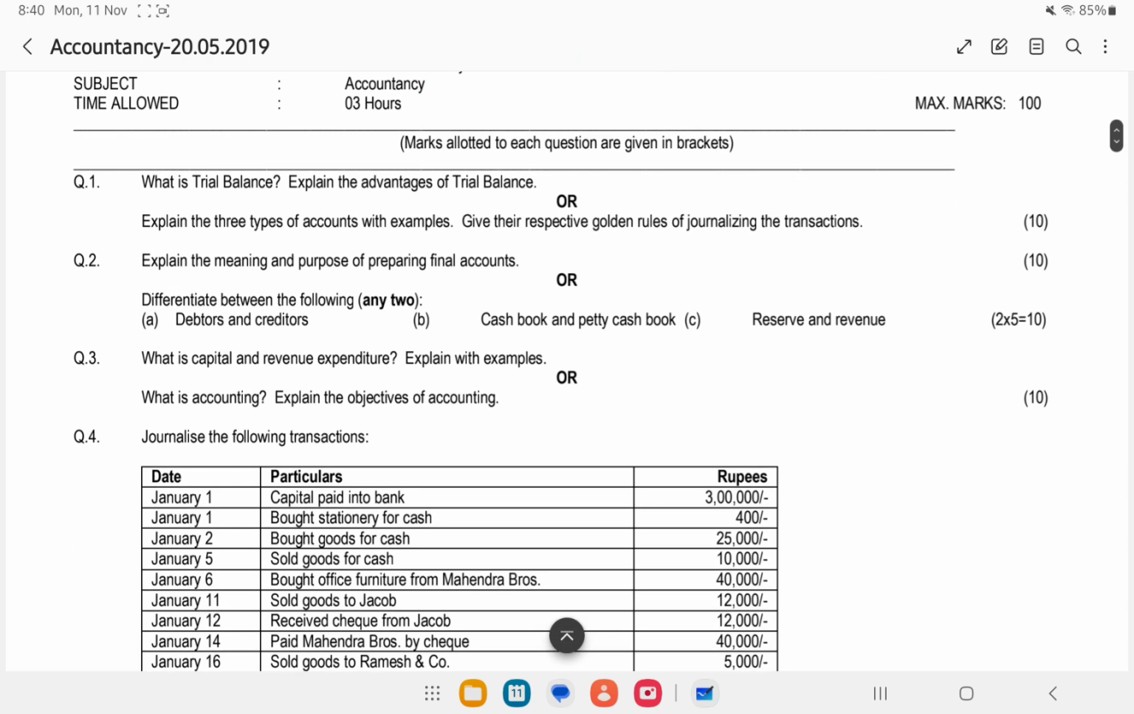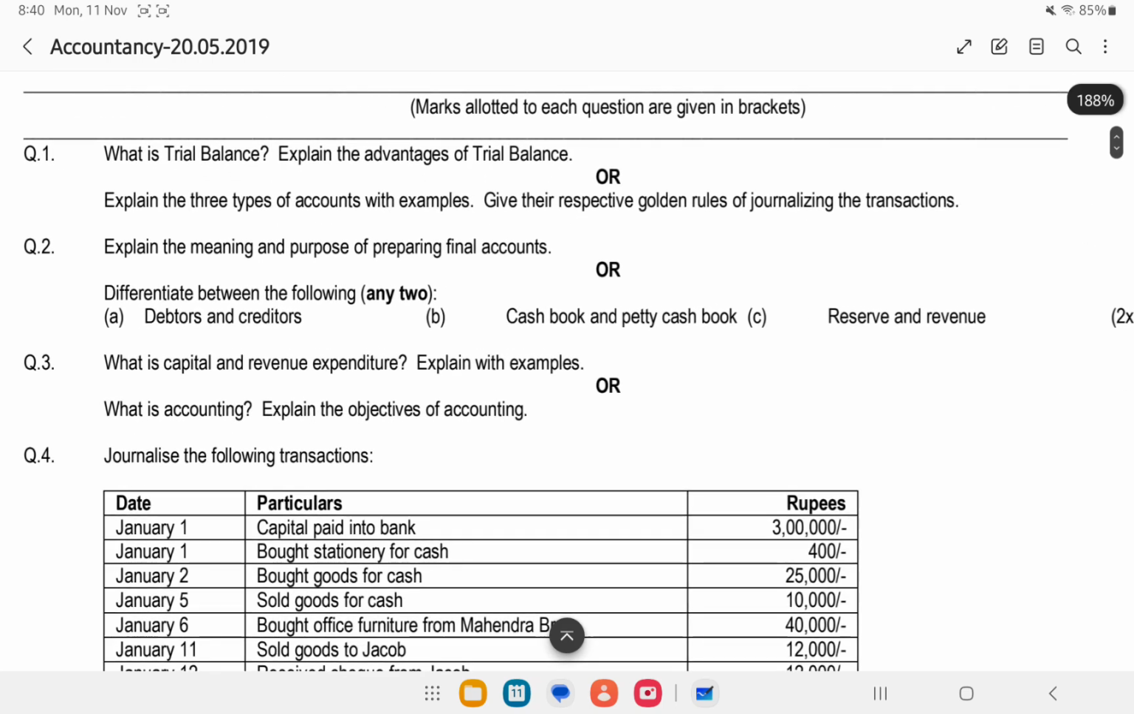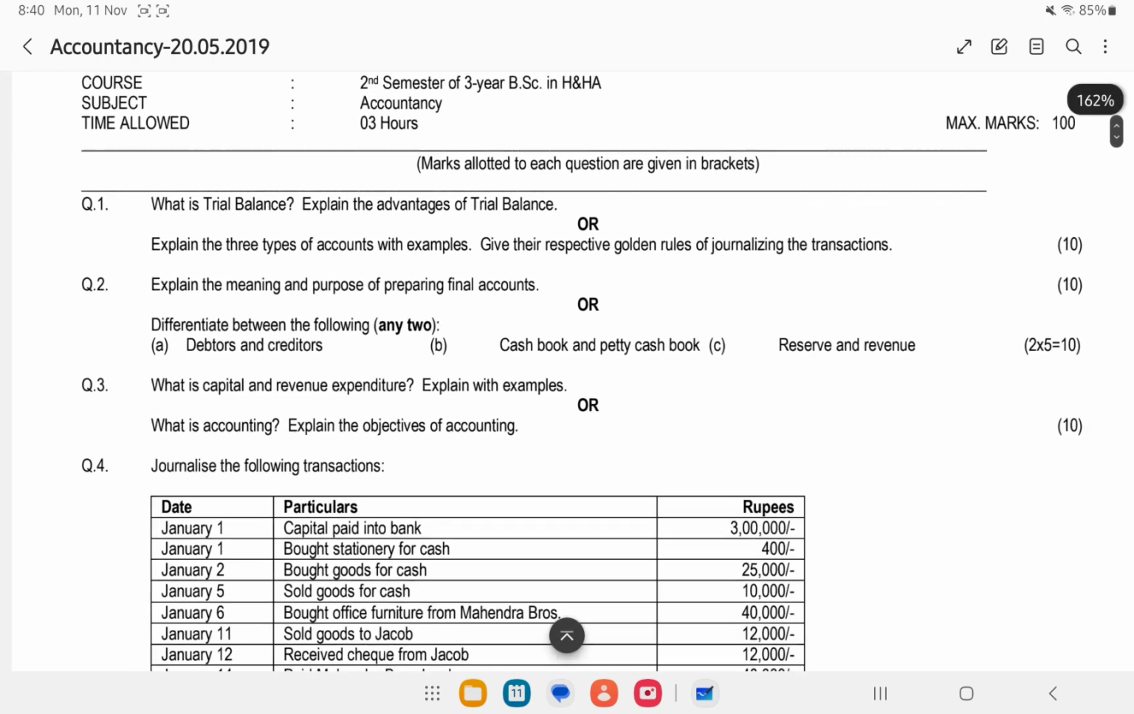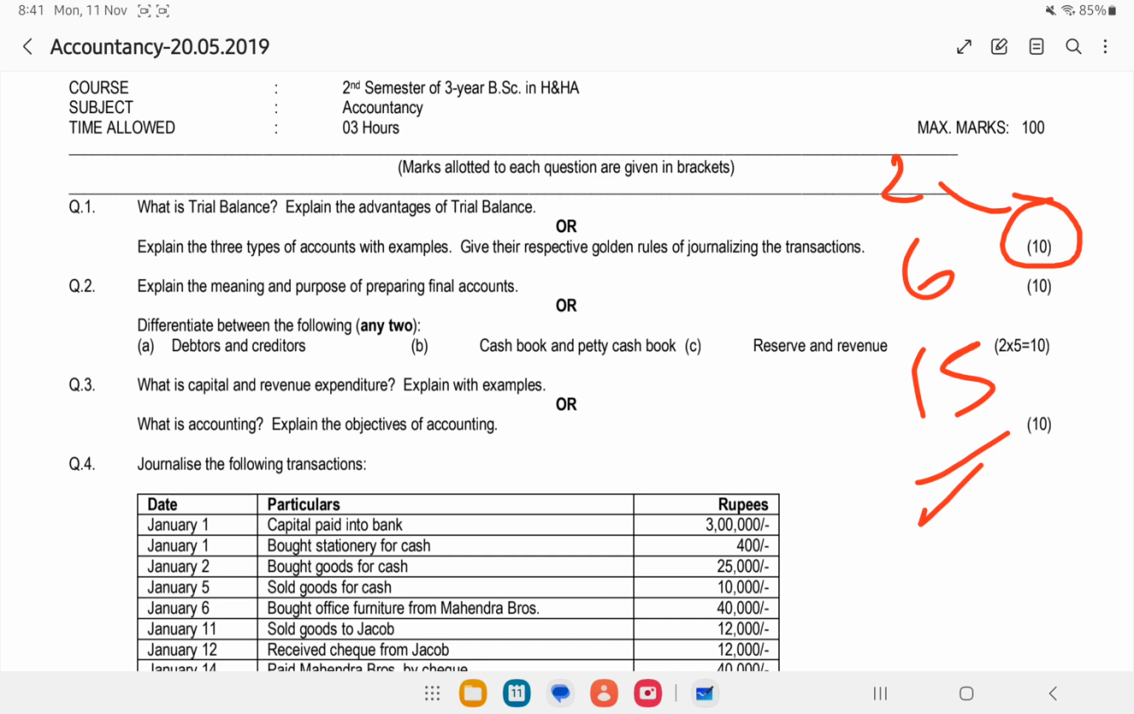Now see the first part: what is trial balance, and explain the advantages of trial balance. Dear children, I have shared this as notes for you. Make sure you know the answer. What is trial balance? What are the advantages of trial balance? Here it is for 10 marks, but you can expect this question for 2 marks and 6 marks. Even for 15 marks, no doubt, you can expect that.